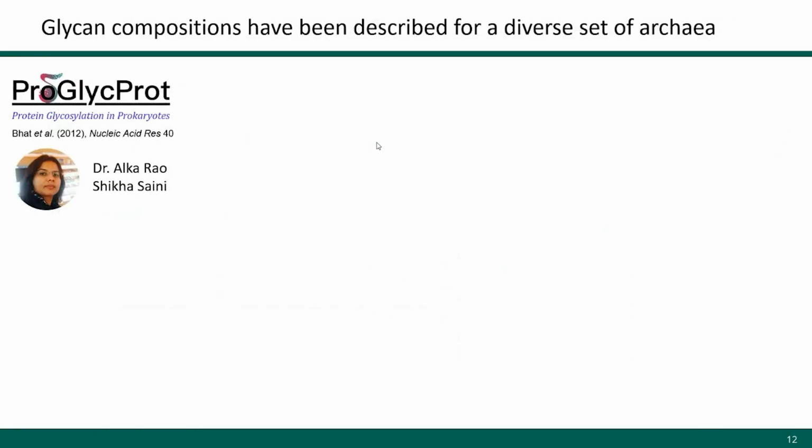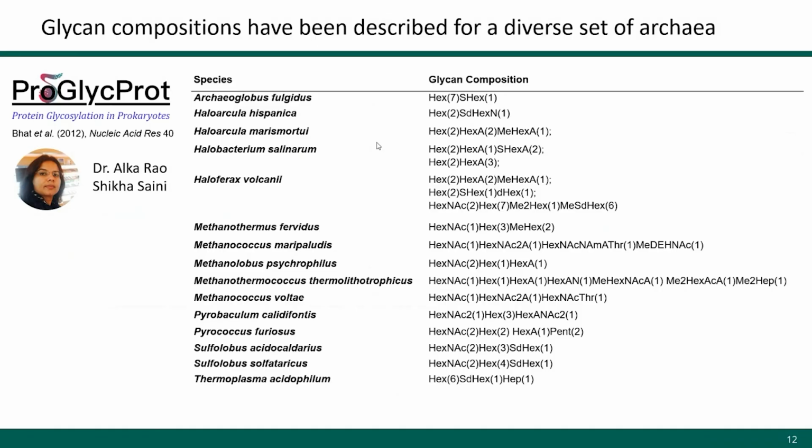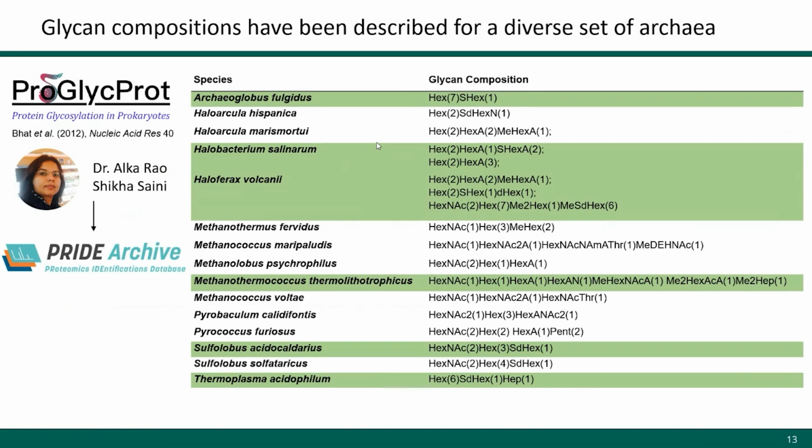So that was really heartening to us to see, and we wanted to see if we can expand that to other archaea, other prokaryotes. We collaborated with a group in India that had generated the database, ProGlycProt, on archaeal glycoproteins, and we were looking for any archaea for which the glycan composition has been described. And so all of those were in the database. We then checked the PRIDE archive to see if there are any proteomics data sets for those archaea. Got a couple of them, and then used our bioinformatic workflows within the Archaeal Proteome Project to see if we can identify the glycoproteins.